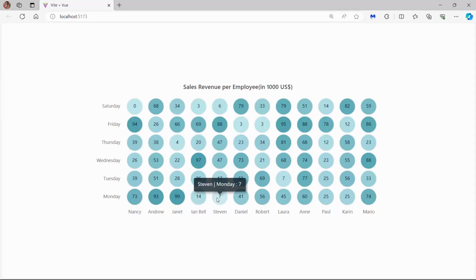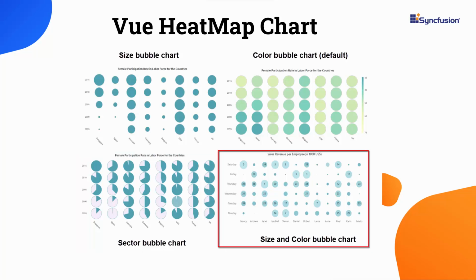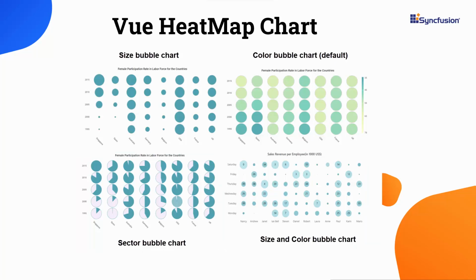Look here, the heat map cells are now rendered as bubbles of the same size and different colors. Data variations are represented by the colors. In addition to this default color type bubble, the bubbles can be rendered with different size, sector, and size and color to indicate different values. Now I will show you how to render the heat map chart using the size bubble type.